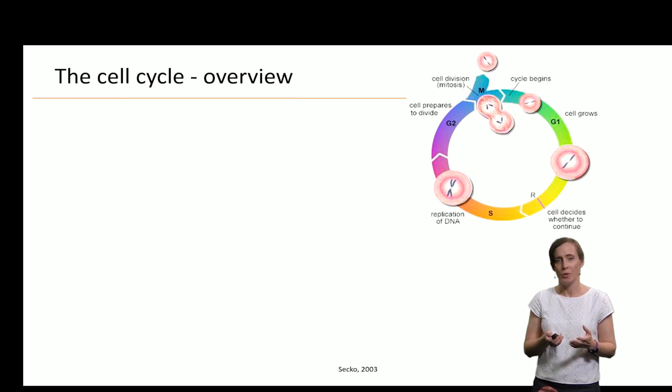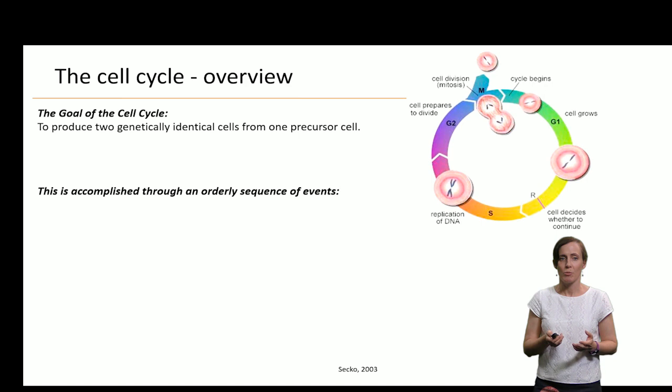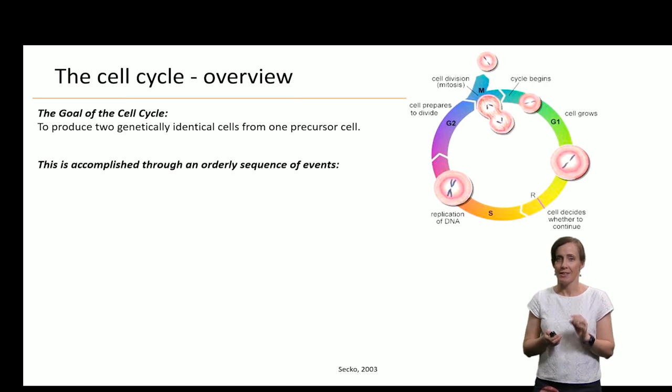So as an overview, the main goal of the cell cycle is to produce two genetically identical cells from the one precursor. And the way this is done is through an orderly sequence of events. There are phases of the cell cycle.